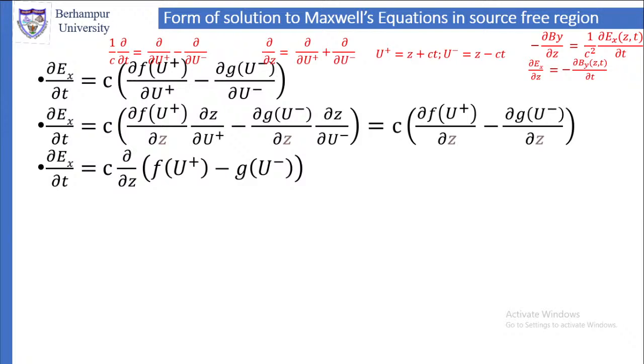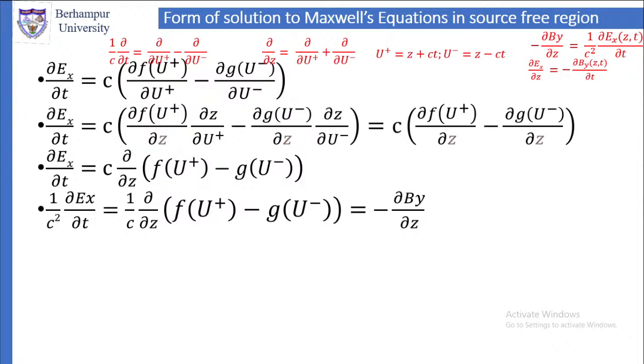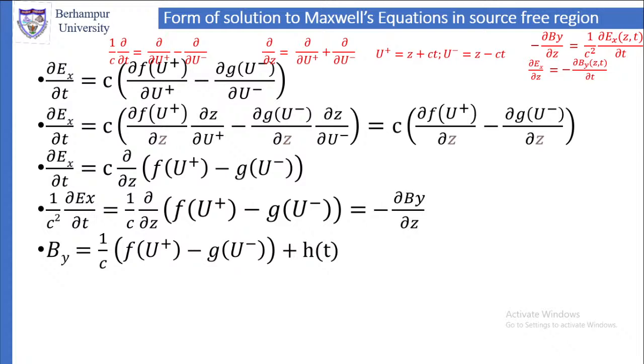∂Ex/∂t is equal to c ∂/∂z of (f minus g), and this we have seen. Now 1/c² ∂Ex/∂t will be equal to, if I multiply c² on both sides, 1/c ∂/∂z of (f minus g). Now 1/c ∂/∂z of (f minus g), you can see, is equal to minus ∂By/∂z, because 1/c² ∂Ex/∂t is equal to minus ∂By/∂z. So 1/c ∂/∂z of (f minus g) is equal to minus ∂By/∂z.